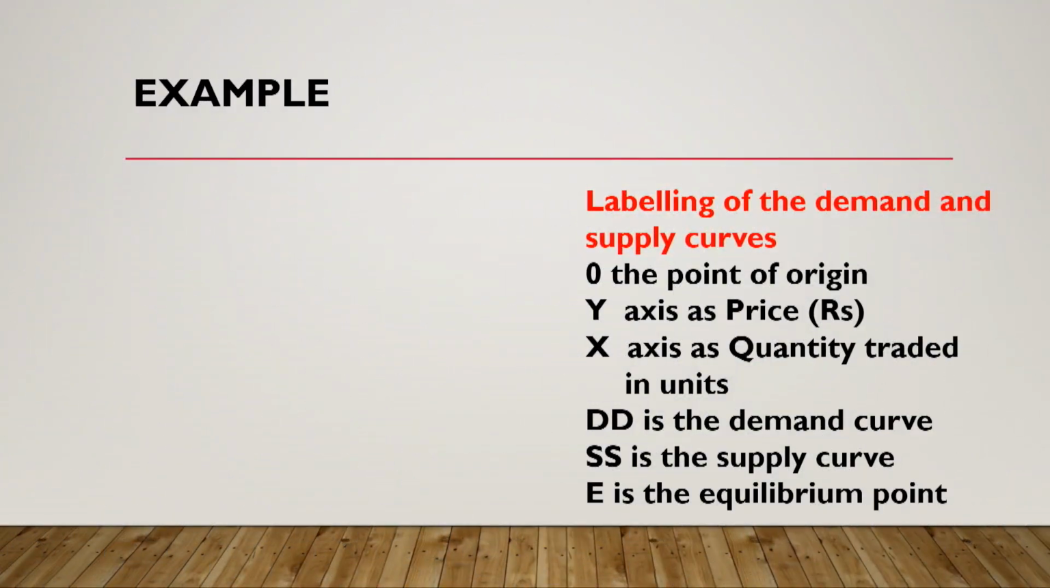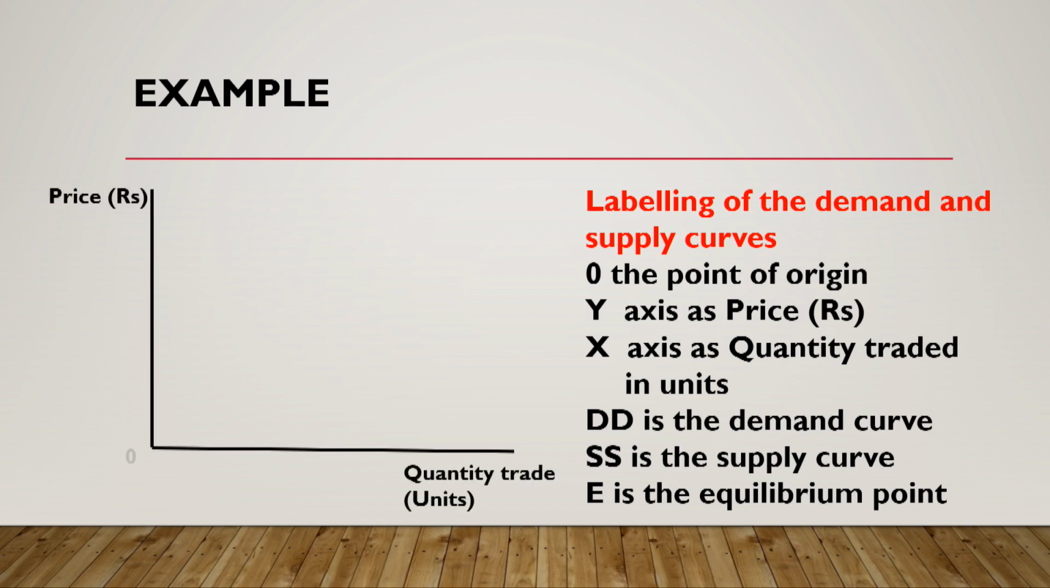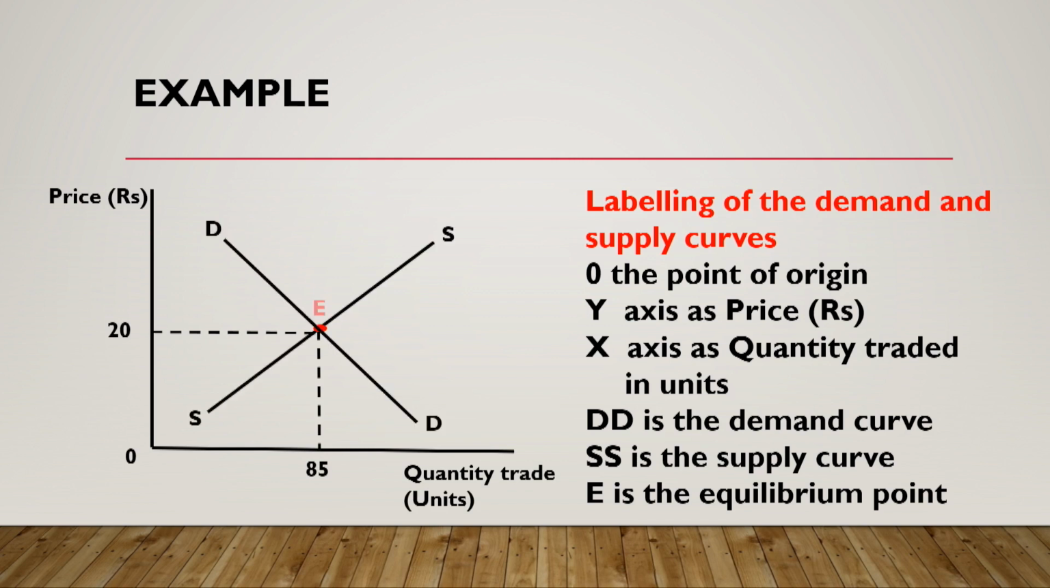Let us see how to draw the demand and the supply curve. As you can see, 0 is the point of origin. Y-axis is the price. X-axis is quantity traded in units. DD is the demand curve. SS is the supply curve. And E is the equilibrium point.